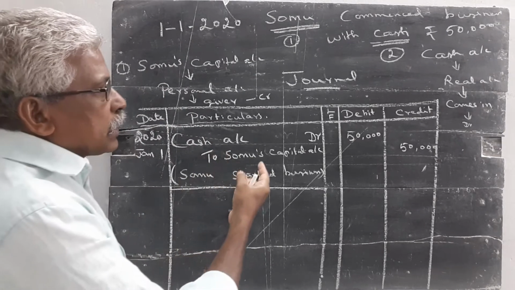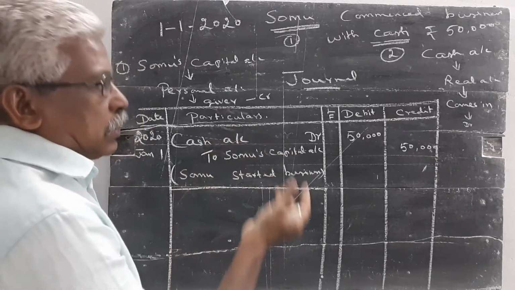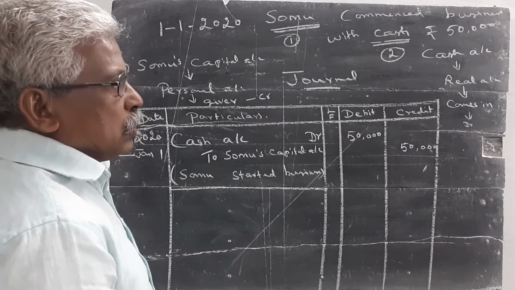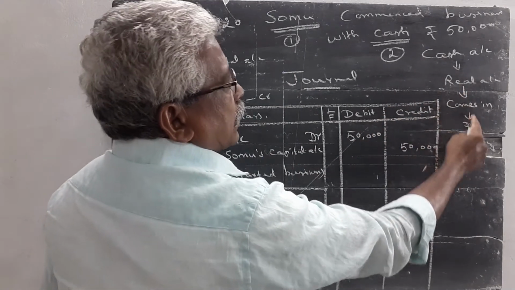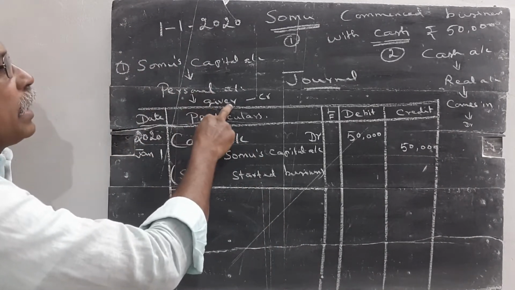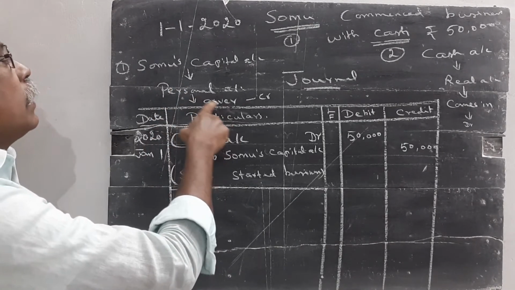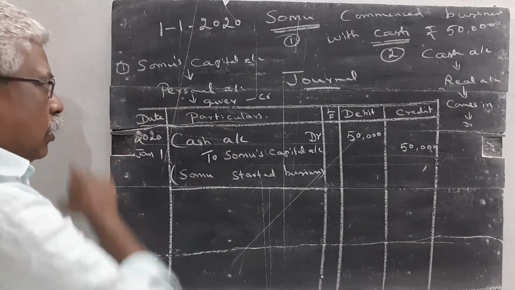He gives capital or he gives cash into the business. So the business receives this cash. So cash comes in. Cash is the real account. Somu is the giver. So debit the receiver, credit the giver is the rule of the personal account.